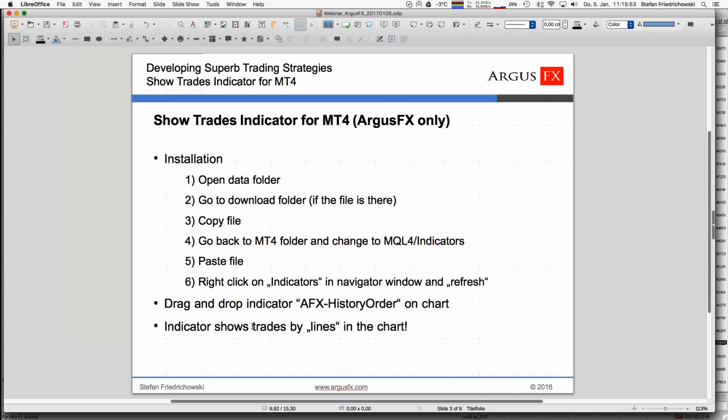Yeah, the indicator shows all completed trades, not open trades, so not running trades, by lines in the chart, and it will update automatically once you drag and drop the indicator on the chart. So it's a nice tool for everybody.